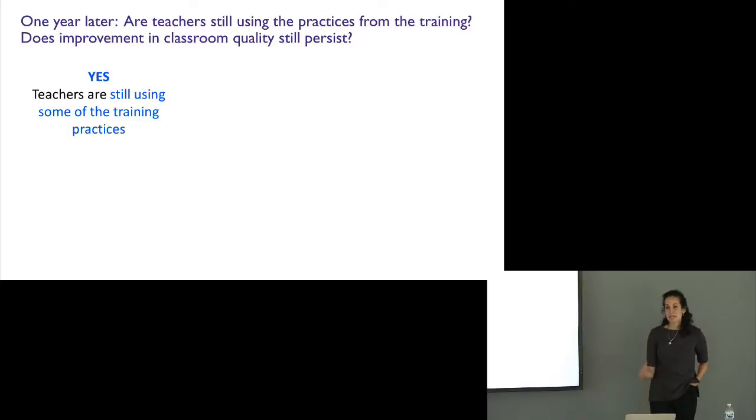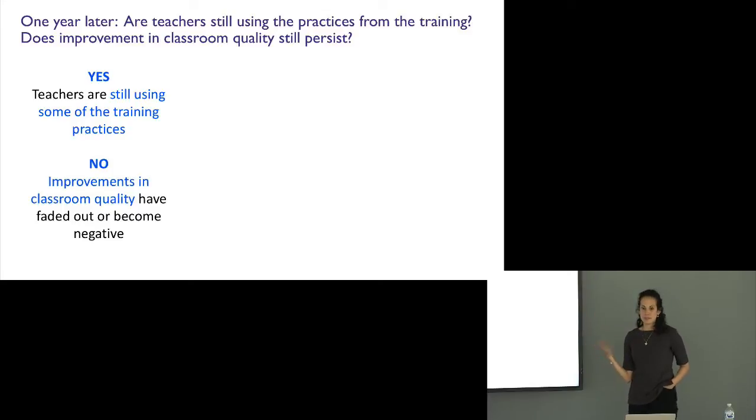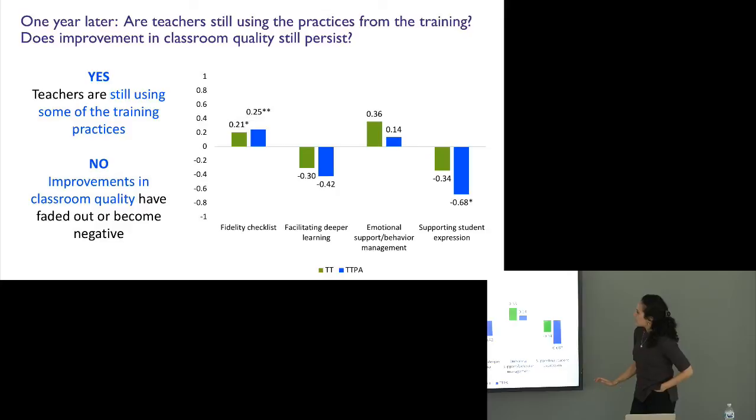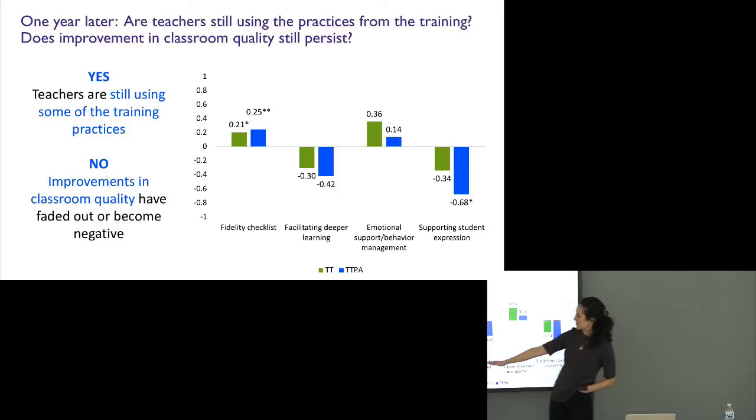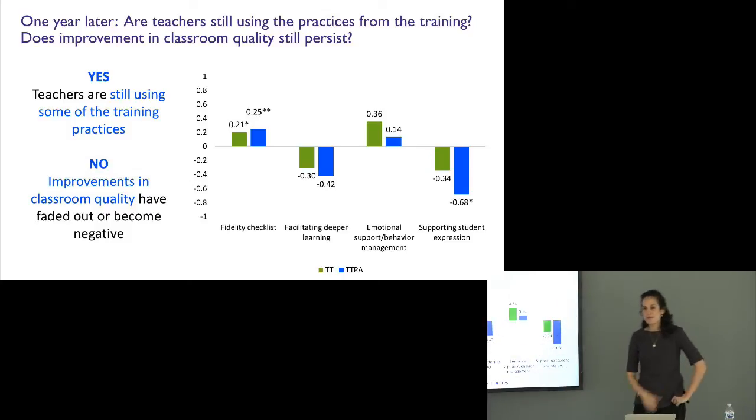Okay, so what do we see when we come back a year later? That's all in the first year. We wanted to see, first, are teachers still maintaining these changes? And what we see is, yes, there's that checklist, remember that checklist of activities? They're still doing more of those, but the impacts are about a third of the size that they were the year before. So they're maintaining some gains, but not others.